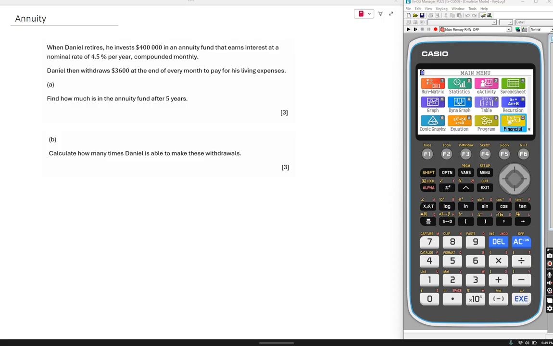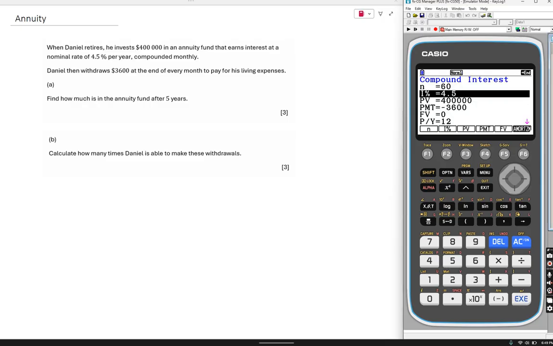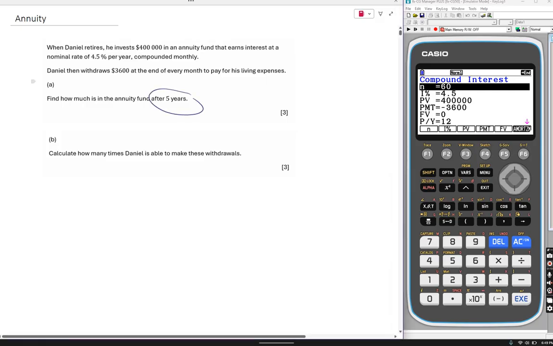So let's go to the finance part of my calculator, and this is the page that you get to, and we want the compound interest page. So compound interest, N is going to be 60. Why is N 60? Because we have 5 years and it says compounded every month. So 5 times 12 is 60.